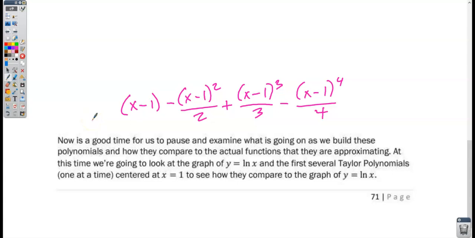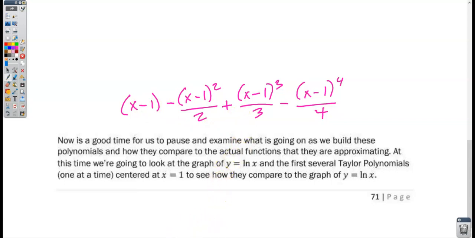Here we are. This is video number 2 for AP Calculus BC, section 10.11, Finding Taylor Polynomial Approximations of Functions. We left off at the end of the first video having just found our first Taylor polynomial, the Taylor polynomial for y equals the natural log of x, centered at x equals 1. And we said we were going to look at what the graph of y equals natural log of x looked like in comparison to this polynomial.